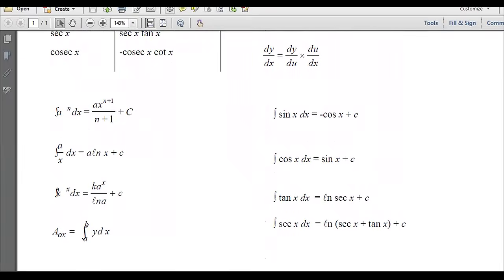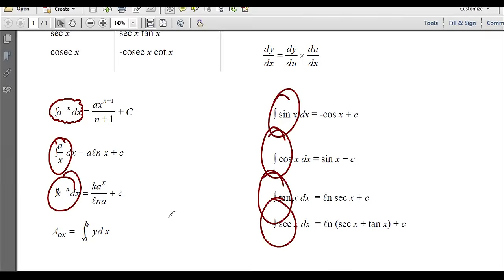So as long as you can write your question in this format, like this one, ax to the exponent of n, like what we are given on that part, it's going to be what? ax to the exponent of n plus 1 over n plus 1 plus the constant of integration. This is what we're talking about. So as long as you've got a over x, these are standard integrals that you need to follow.